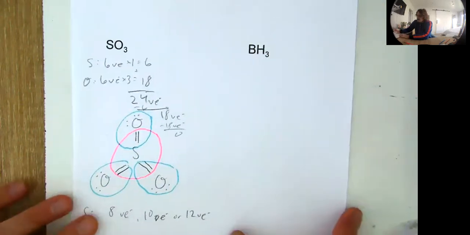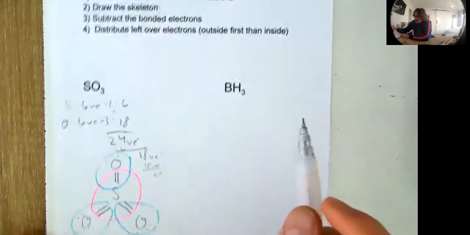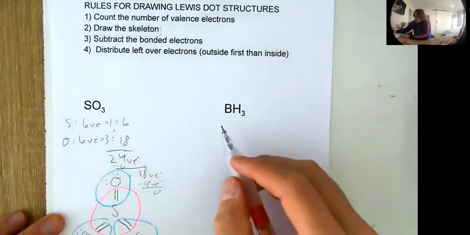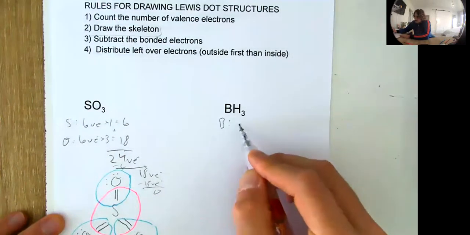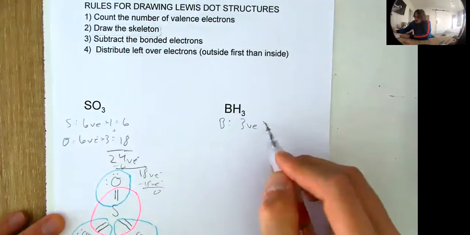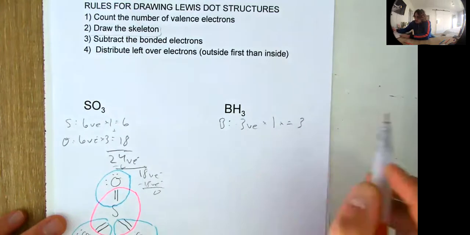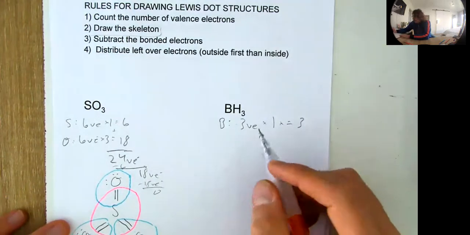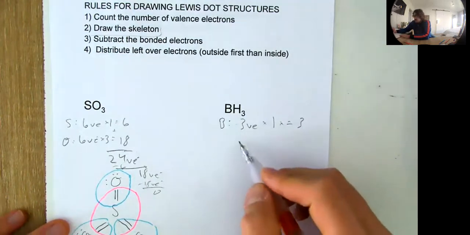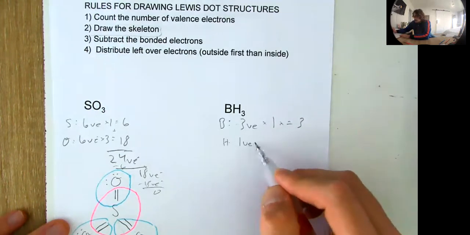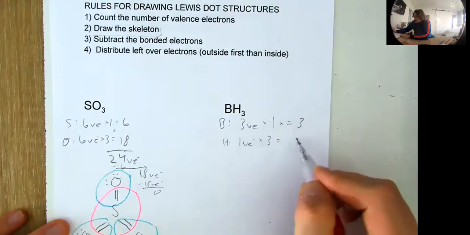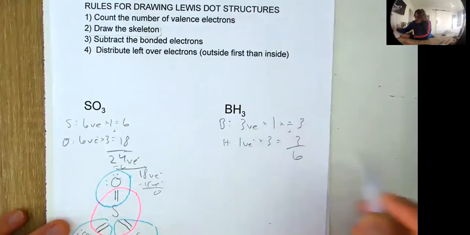Okay, next example, BH3. Let's follow the instructions, count the number of valence electrons. Boron, find it on the periodic table, has 3 valence electrons. Multiply by 1, you get a total of 3. You should be able to do some of this on your own by now. Hydrogen has 1 valence electron, and there's 3 of them, so that brings in a total of 3. Add them up, there's 6 valence electrons.